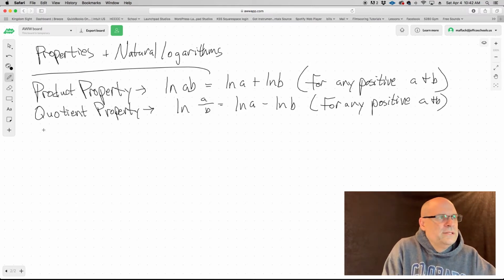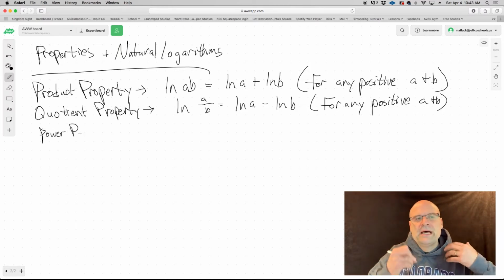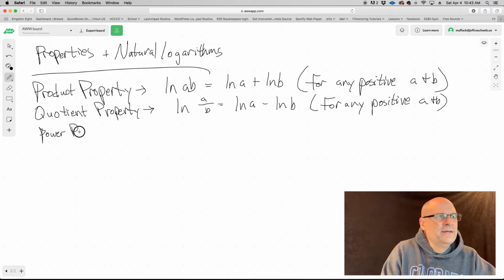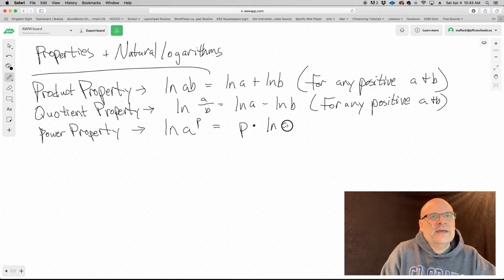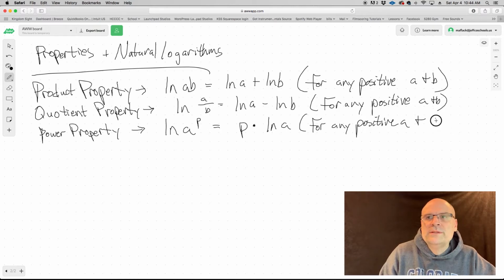All right, the third one is the power property. Do you guys remember what you did when you had a power raised to a power? You multiplied the exponents. So it's going to be similar to that. So if you have natural log of a to the p, this would be p times the natural log of a. Okay, and so this is for any positive a and real number p. So p doesn't have to be positive.